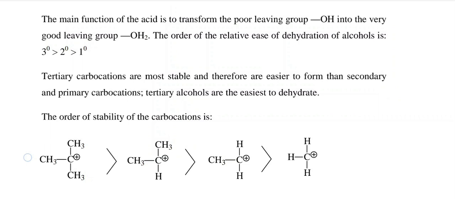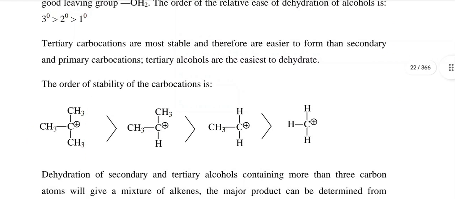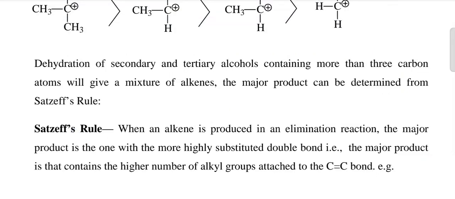Tertiary carbocations are more stable and therefore are easier to form than secondary and primary carbocations, so tertiary alcohol is easiest to dehydrate. The order of stability of the carbocation is tertiary, secondary, then primary. Dehydration of secondary and tertiary alcohols containing more than 3 carbon atoms will give a mixture of alkenes.